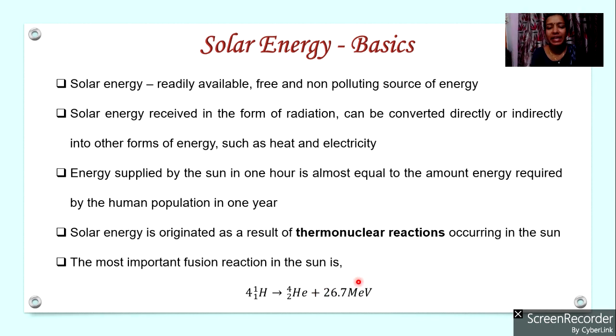So this is not a very high value. 26.7 mega electron volt is equivalent to 4.26 into 10 raised to minus 13 joules. So that is a very small value. But in the sun, in 1 second, about 600 million tons of hydrogen atoms are being converted to helium atoms.